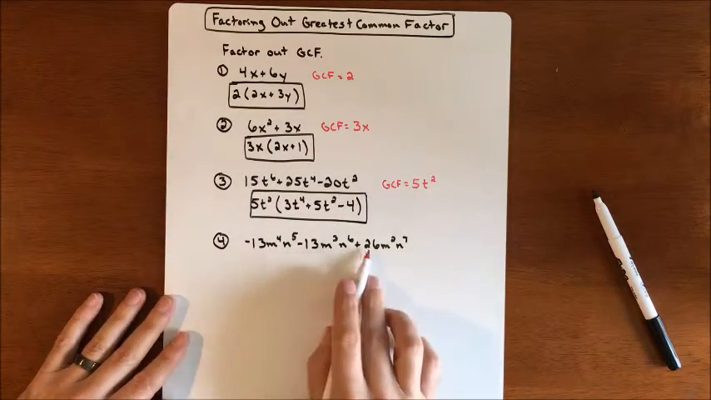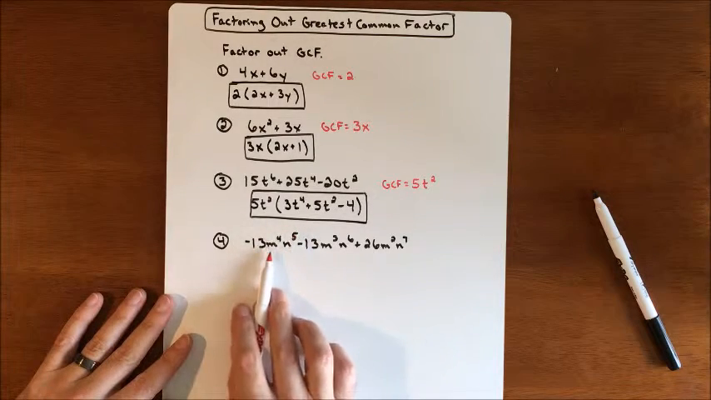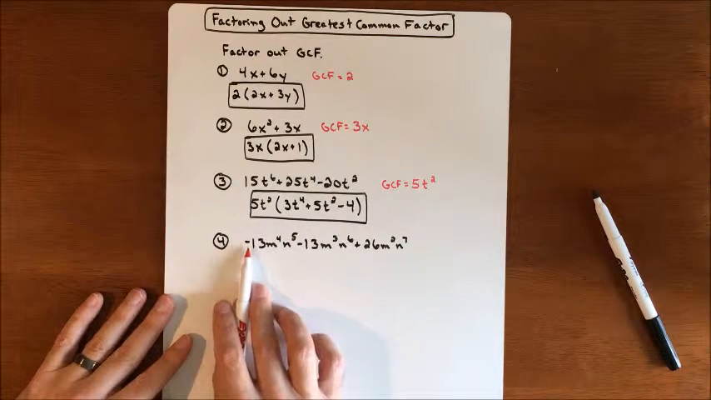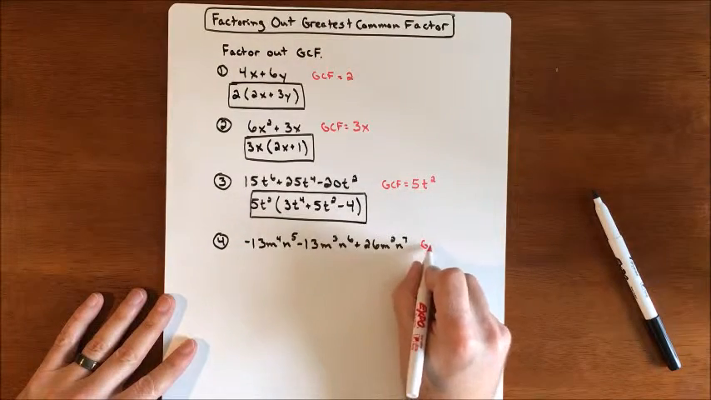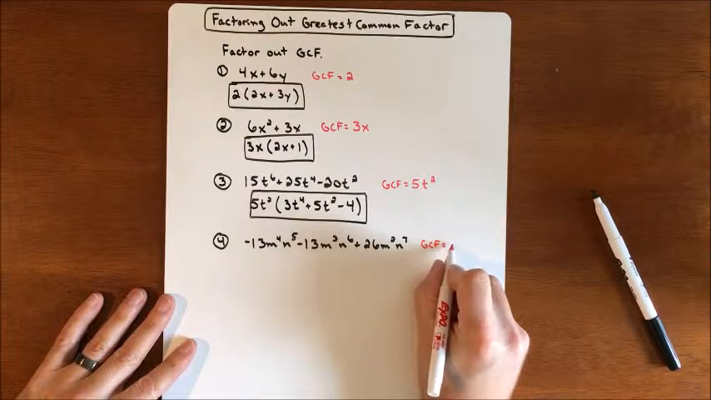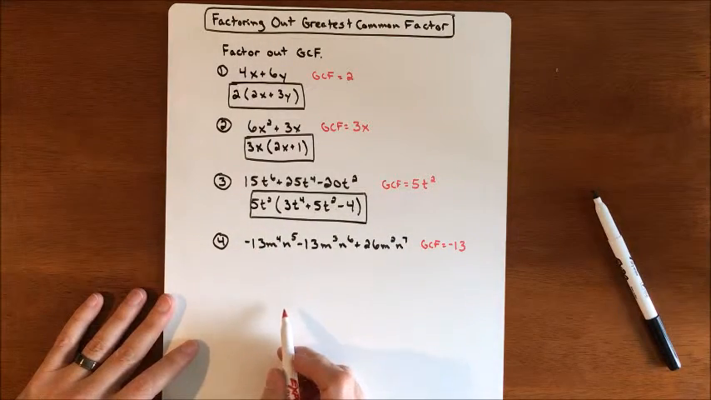So between all the numbers, they all are divisible by 13. Now that first term, we're going to have to try and keep a habit of making it positive. So if you do have a negative in the front here, it's going to be in your best interest to factor out a negative with it to make the first term positive.